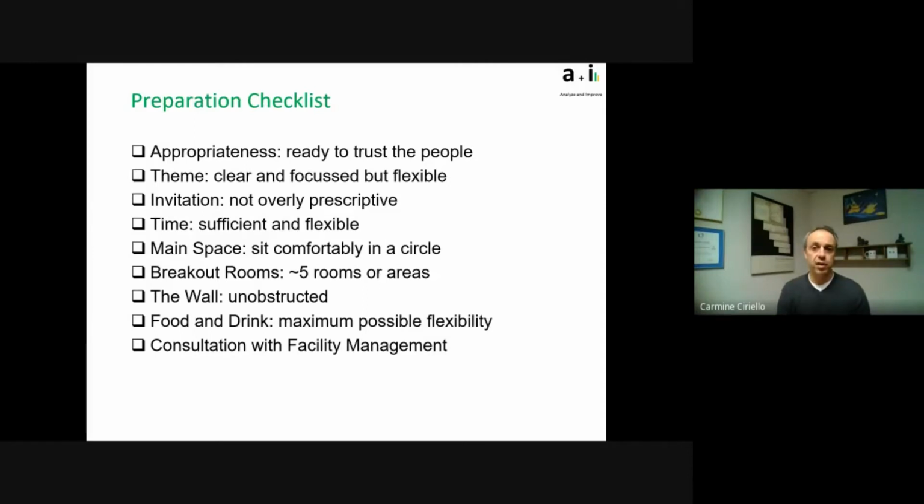The theme has to be very clear, focused, but flexible. So that example of the objectives for the following year could be the theme of the workshop, this open space technology. The invitation itself, when you send the invitation by email, not overly prescriptive.